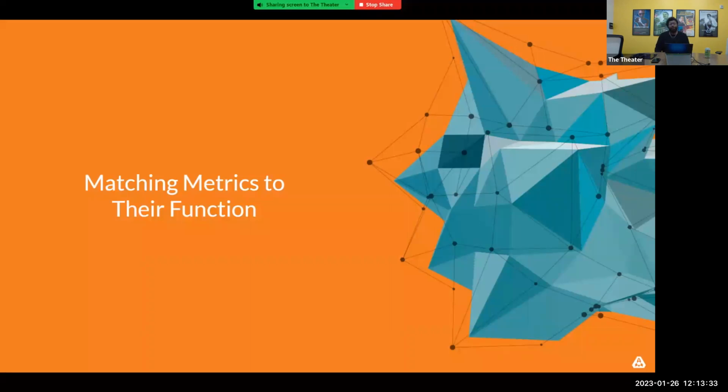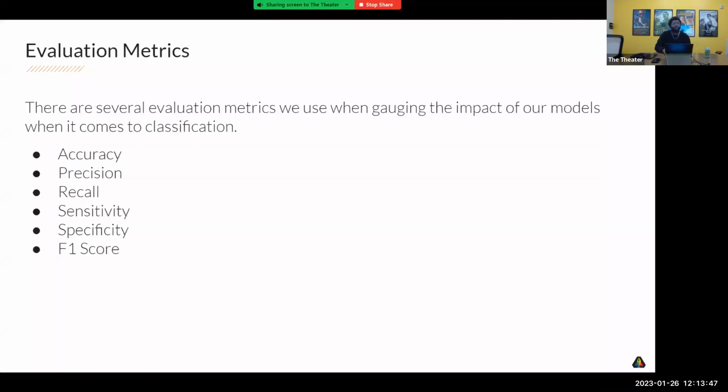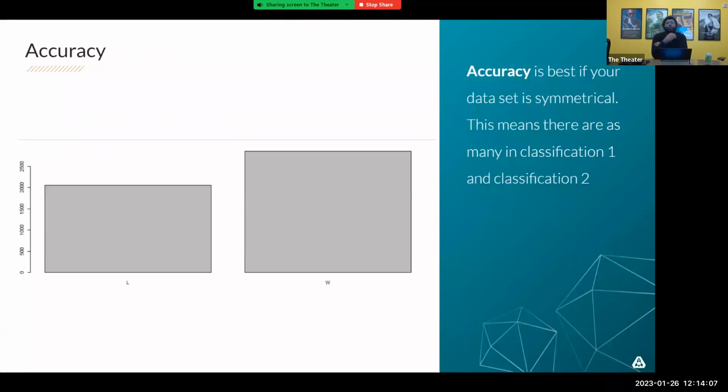Okay, so I just showed you a bunch of outcomes and things, and I keep saying we can optimize towards, we can make our metrics go towards this. Well, let's talk about what those metrics are and what they look like. So there are several metrics that we can use to evaluate classification models. Those metrics are accuracy and precision, recall, sensitivity, specificity, and the F1 score. We're going to go over each one of those examples here and how to calculate them and when to use which one. So the first one is accuracy.